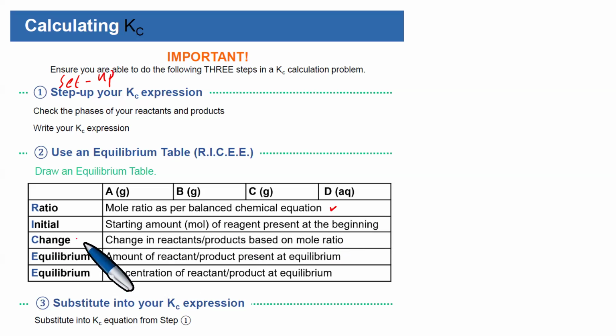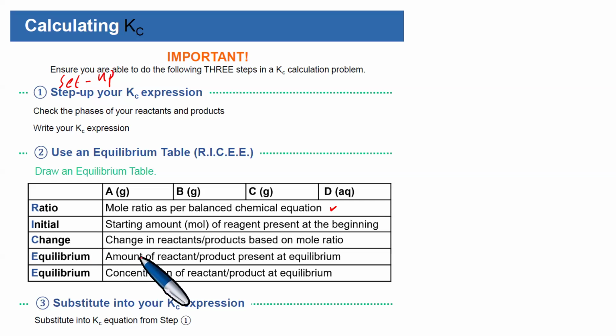Initial: the I in ICE represents initial, where we're saying the starting amount in moles of a reagent present at the beginning. Change, C. This is not for solids and liquids, and it is for the gases and aqueous substances. Good point there. Excellent there, Noah.